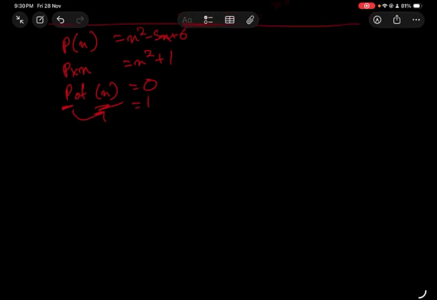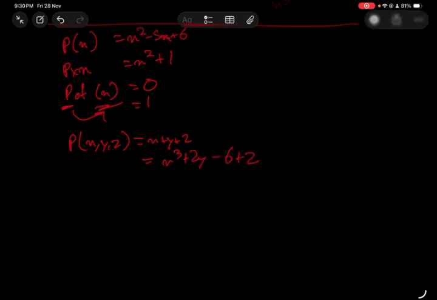Now what if you have more than one variable? What if you have a multivariate polynomial? How will you represent that as p of x? Well, we simply write p of x comma y comma z, however many variables we have. For example, x plus y plus z, or x cube plus 2y minus 6 plus z. So this is how we represent a multivariate polynomial in the form of p of x.